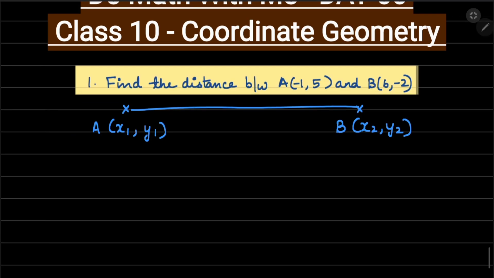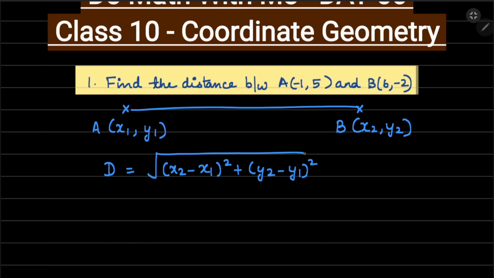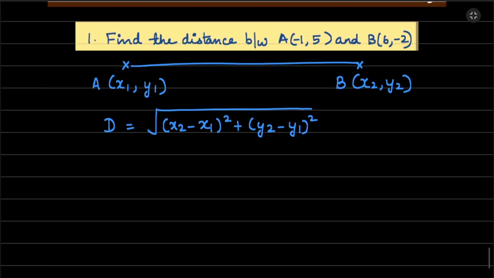The distance formula would be D equal to the square root of (x2 minus x1) the whole square plus (y2 minus y1) the whole square. You can also write it as (x1 minus x2) the whole square, because it does not make any difference when you're squaring it. The negative will become positive, right? So this is the distance formula.